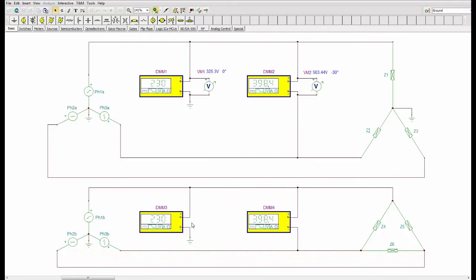Okay, we look down here to the star delta arrangement. Again, we can see 230 volts for the phase voltage and round about 400 volts for the line voltage. Okay, now let's see if we can bring in an oscilloscope to this arrangement and have a look at the waveforms.